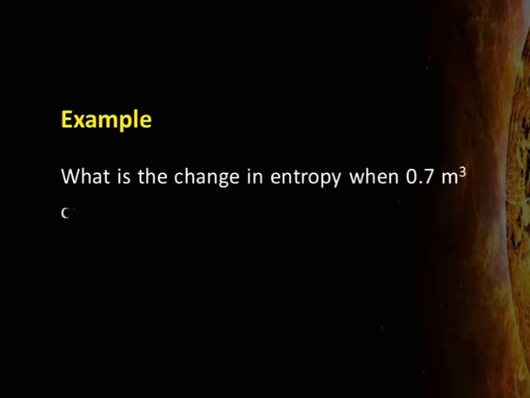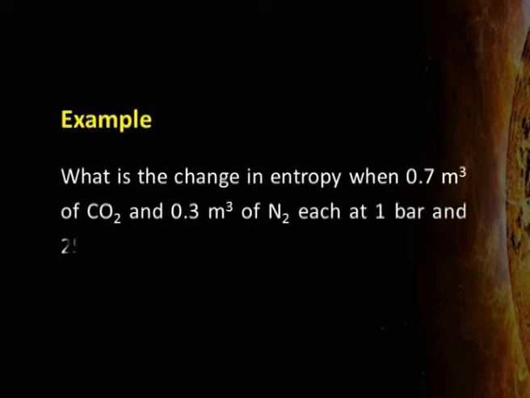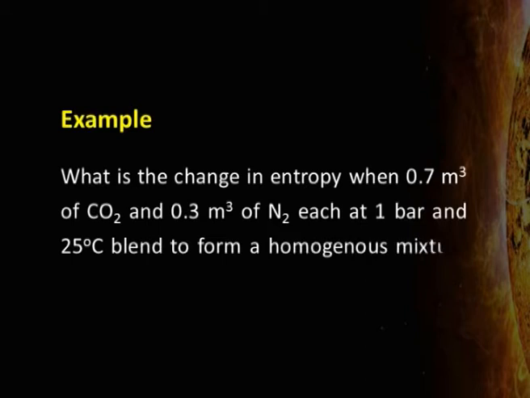Here is an example to calculate the change in entropy, or increase in entropy, of mixing of two gases. What is the change in entropy when 0.7 meter cubed of carbon dioxide and 0.3 meter cubed of nitrogen, each at 1 bar pressure and 25 degrees Celsius temperature, blend to form a homogeneous mixture at the same condition? Assume these two are ideal gases.